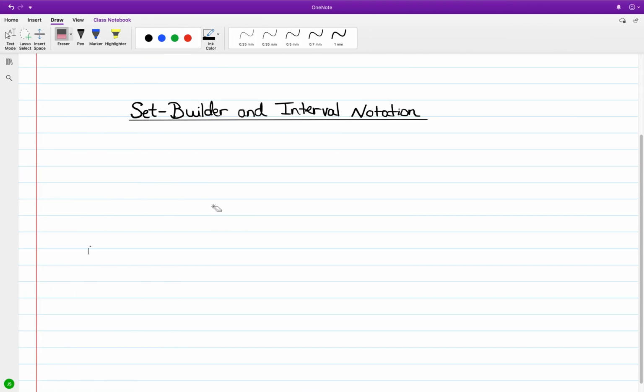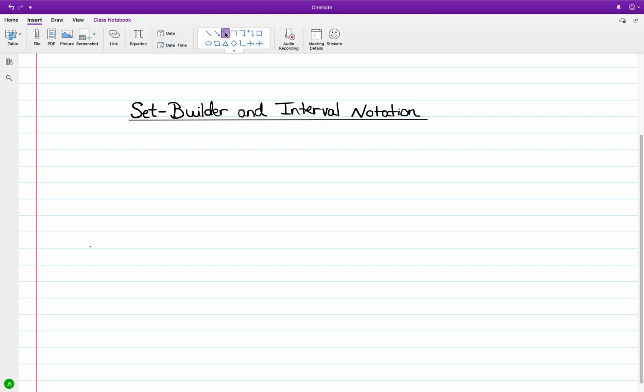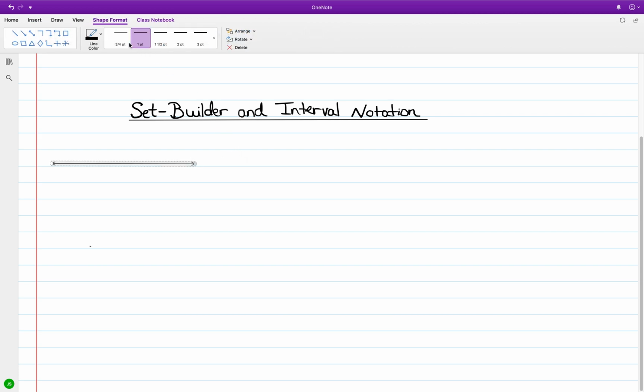For the first lesson, we'll be looking into set builder and interval notation. These are a couple of ways of representing portions of what we have in the real number system. First of all, just taking a sample of a graph, and I will apply a few numbers here.